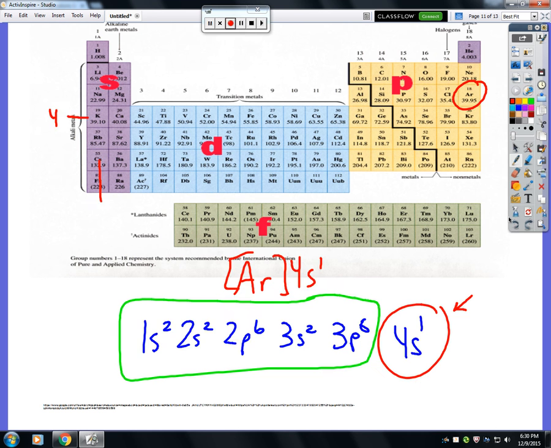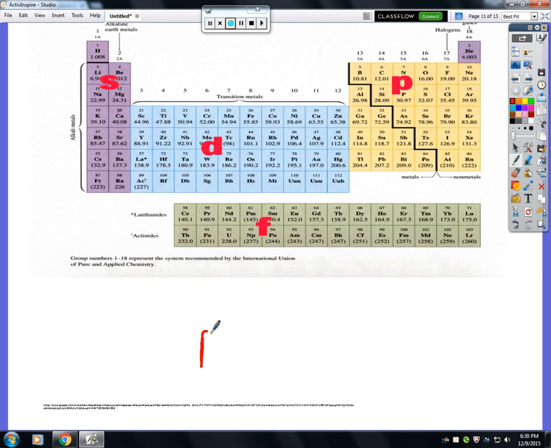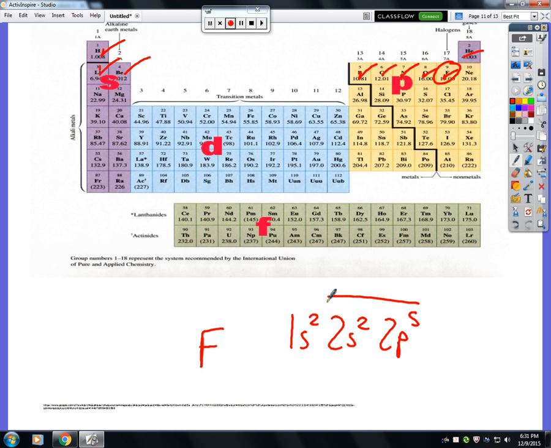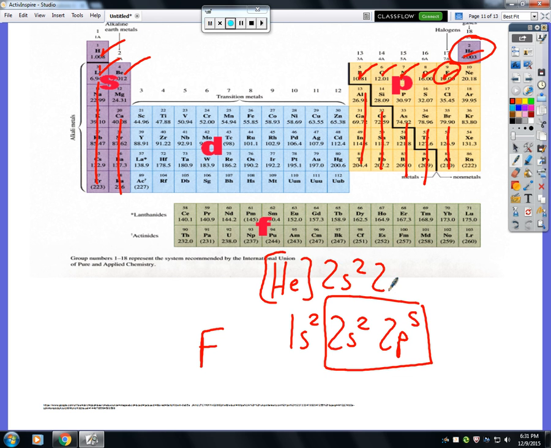I can talk. So we're going to do fluorine. All right, fluorine's right here. So how do I do fluorine? I do 1s2, 2s2, 2p5, 1, 2, 3, 4, 5. Box my valence electrons. I have 7 total. It makes sense. 1, 2, 3, 4, 5, 6, 7 total. What's my noble gas shortcut? Helium. And then 2s2, 2p5.